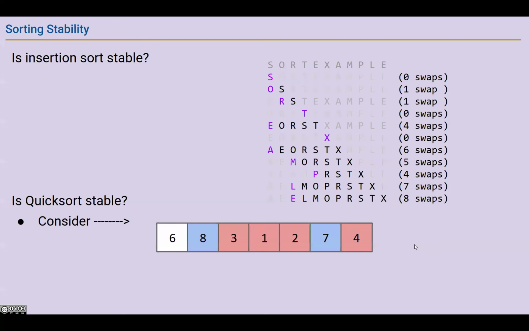So let me ask a quick question. Is insertion sort stable? Let's take a minute or so to discuss this. And also the same thing with quicksort. Is quicksort stable as well?